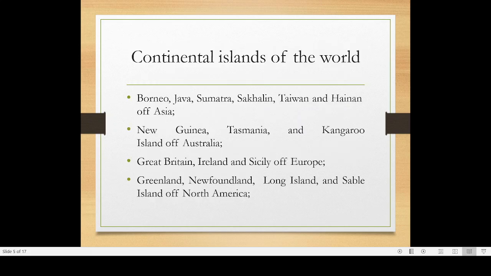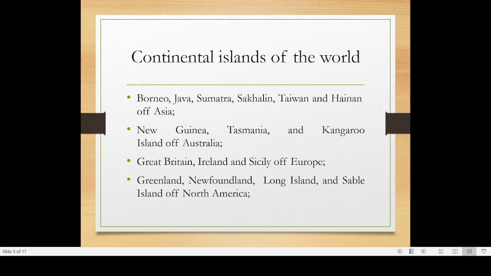Then, what are the major continental islands of the world? You have been drawing the world map in the last two practical classes, so right now you will have some idea of the major continental islands of the world. Here you can see Borneo. Where is Borneo? Borneo is a part of Malaysia. Then Java. Java is a part of Indonesia. Sumatra also.